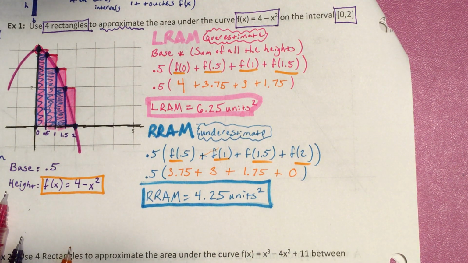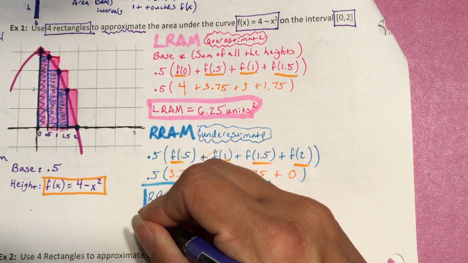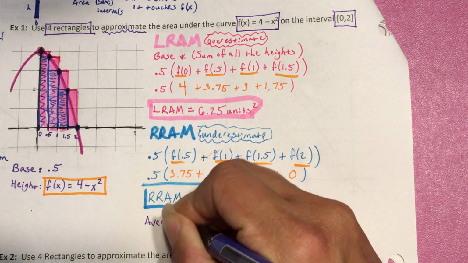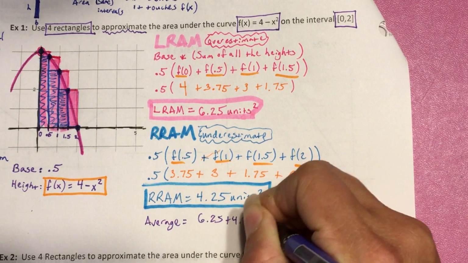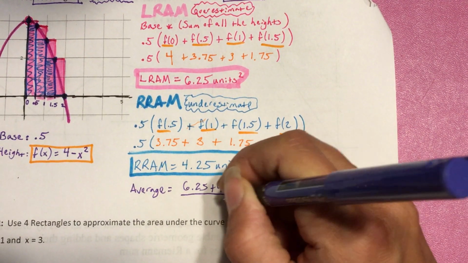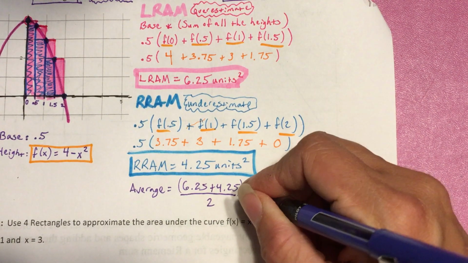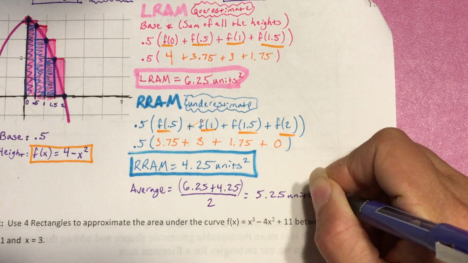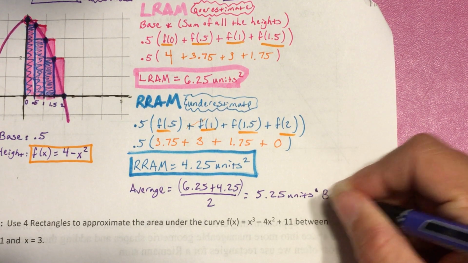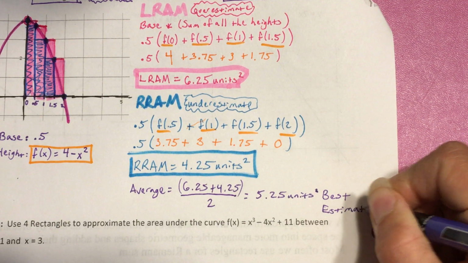So one thing that we can do if we are finding both LRAM and RRAM for a given problem is we can find a kind of best estimate by taking the average of those two. So here, if I take 6.25 plus 4.25 and I divide by 2. That is how you find an average. And again, make sure you trap those binomials in parentheses. I would get 5.25 units squared. And we would say this is the best estimate of what the actual area is under the curve.